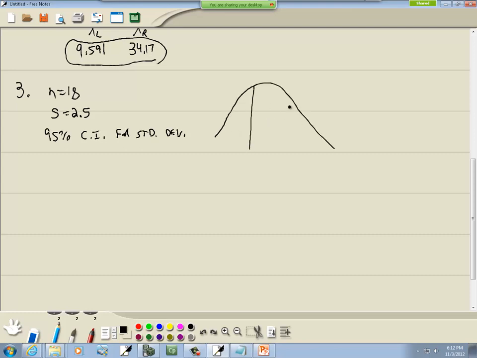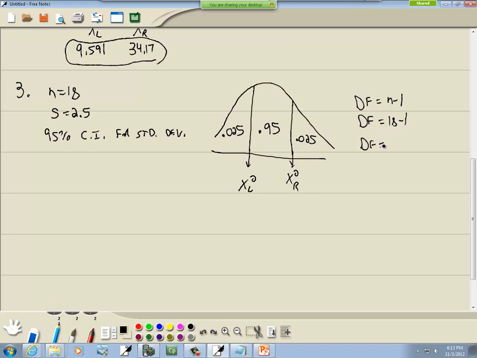Yeah, draw my picture. Doesn't matter how well you draw it. We're just trying to get a visual. Here's 0.95, and we'll split up our 5% in the tails, like that. This one is our right chi-square, and this one is our left chi-square. Now our degree of freedom will be n minus 1, so it'll be 18 minus 1, or 17.